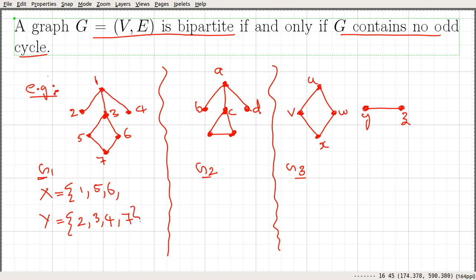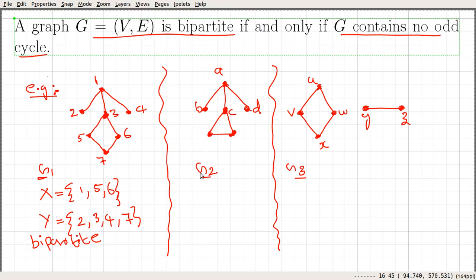Now we have these two partitions, and if we look into them, we can see that edges exist only between x and y, and there is no edge between vertices within x or within y. So that says G1 is bipartite. We can see that the statement holds true for this particular graph G1.